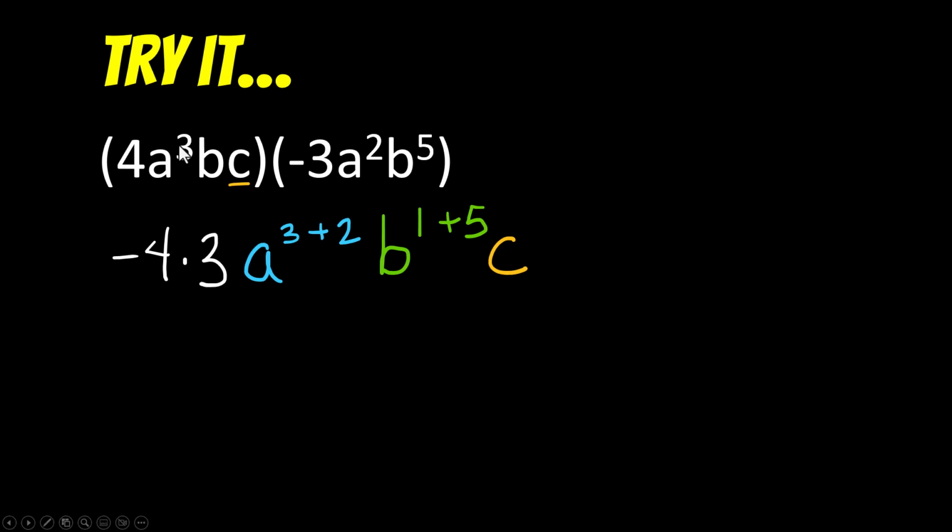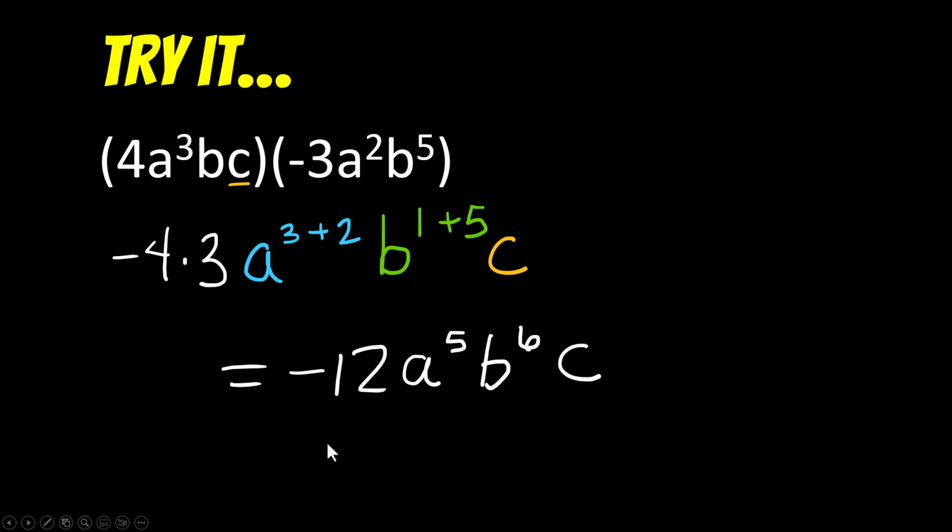So I have a to the 3 plus 2, and I have b to the 1, because b to the 1, I didn't write it, but I know it's there. 1 plus 5, and then this c is all by itself. Simplifying this, we're going to get negative 12, a to the 5th, b to the 6th, c.